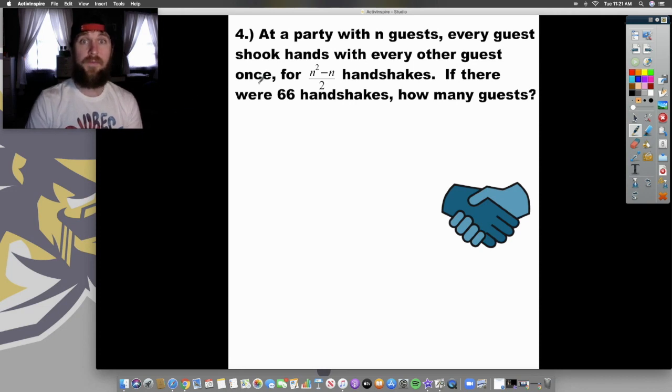Now the formula is pretty simple, and I'll actually tell you where this kind of comes from. If you think about yourself as being n, you can shake n minus 1 hands because there's one less person in the room when you take yourself away. But because someone else is also going to do the same thing, we don't want to double up, and so you divide by 2. So that's where this formula comes from. n times n is n squared. n times negative 1 is negative n, divided by 2.